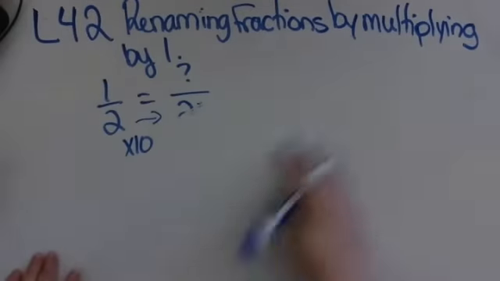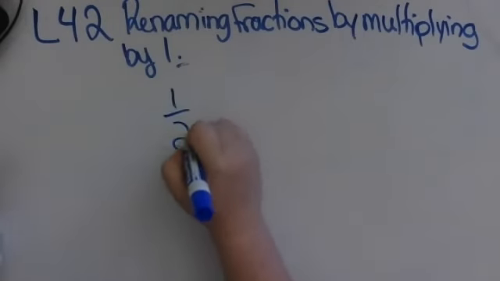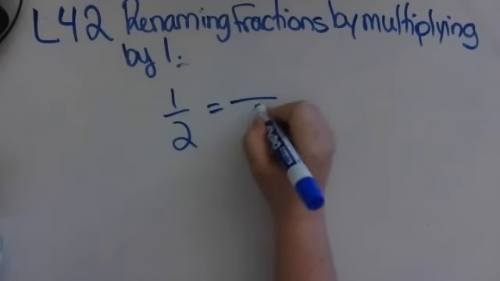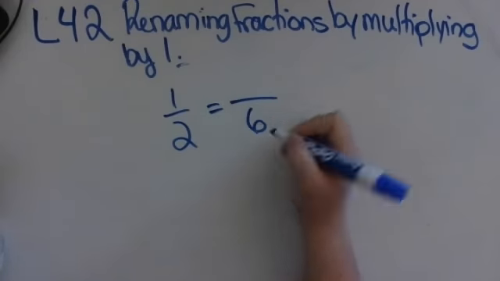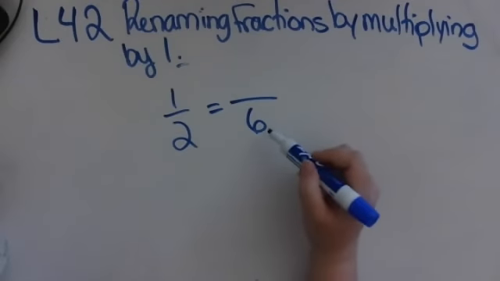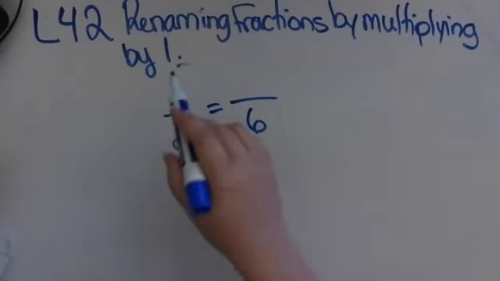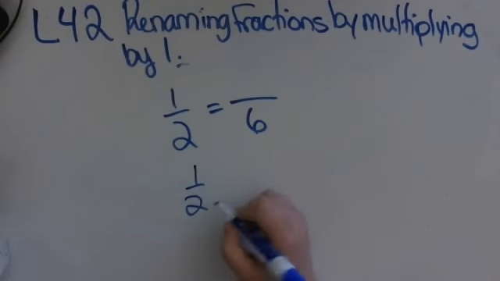Okay, let's do one more. Okay, this time we're looking at a half, and we're making an equivalent fraction that has 6 as a denominator. Okay, so what do I times 2 by to get 6? Okay, again, I need to find the 1. What is the 1 I'm timesing half by?